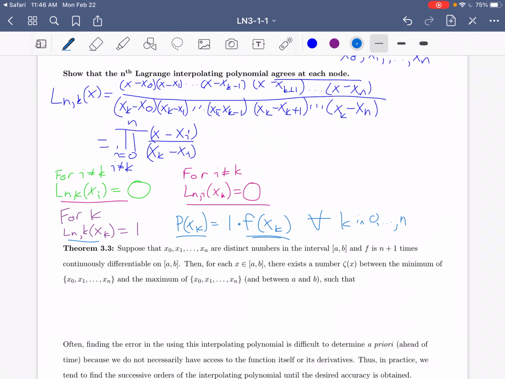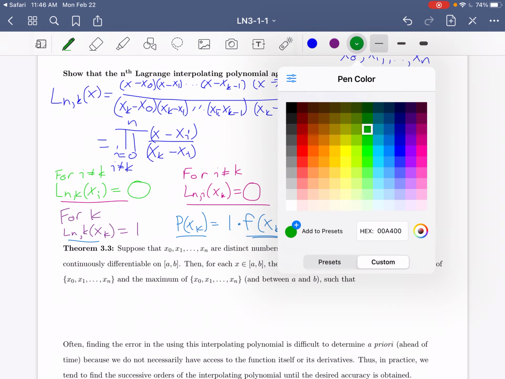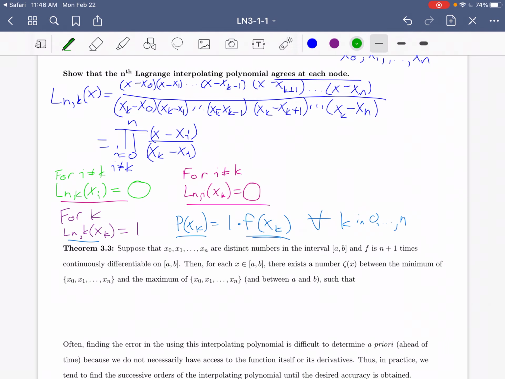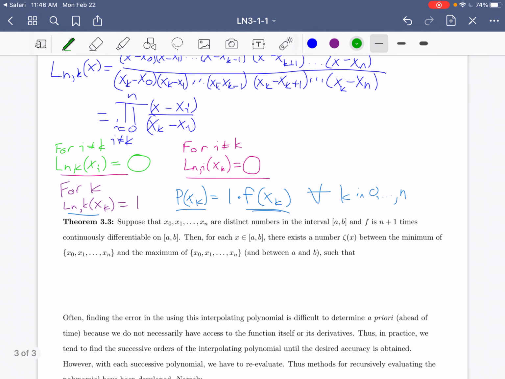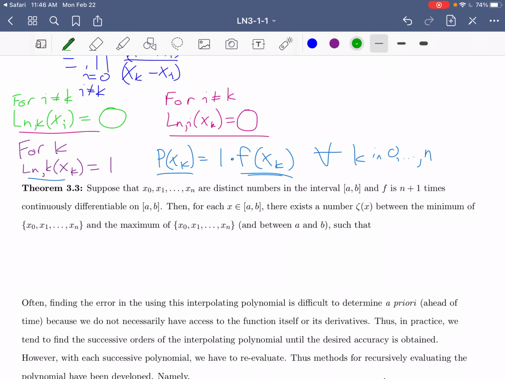So it agrees. Another thing we might be interested in is what kind of error there is. Suppose that we have these distinct numbers in the interval a to b, and our function is differentiable and continuous on a to b. For every choice of x in a to b, there's an associated number, zeta of x, between the minimum and the maximum of those values. And since it's between those, it must also be between a and b.